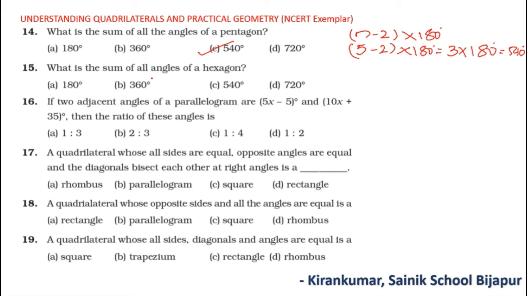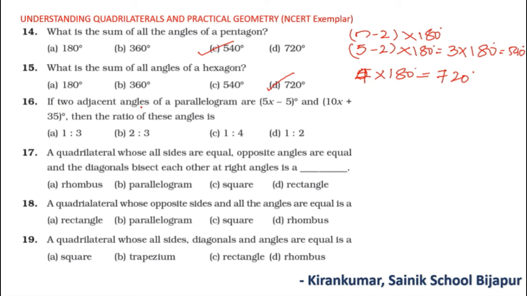Question 15. What is the sum of all the angles in a hexagon? Hexagon means 6 sides. So 6 minus 2 is 4 times 180 degrees. It is 720 degrees. Option D is the right answer.